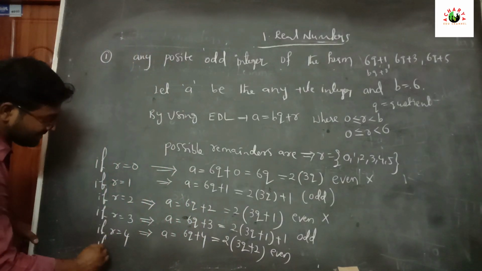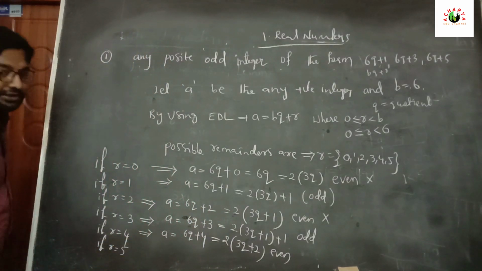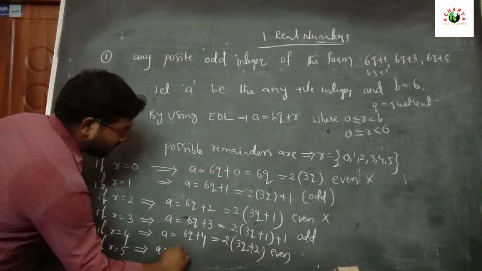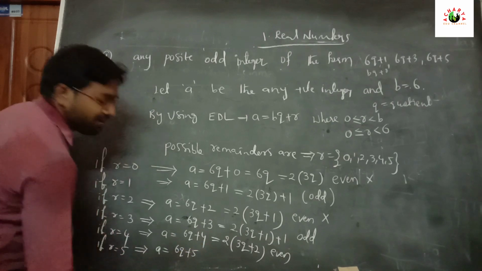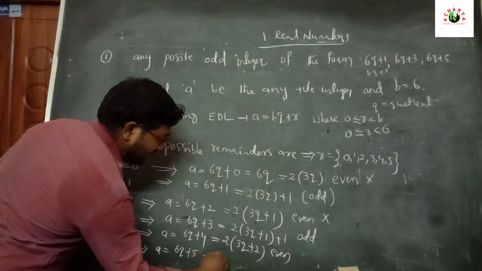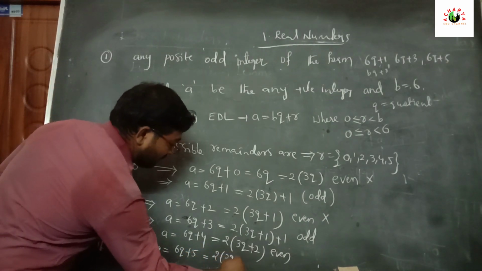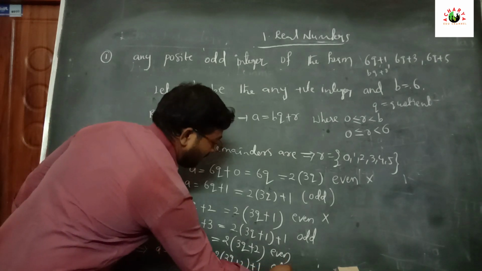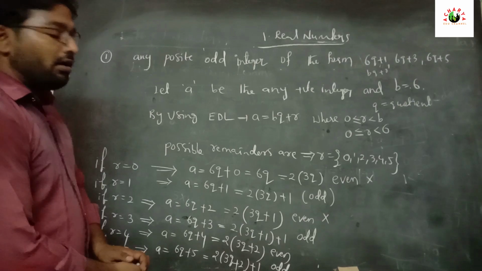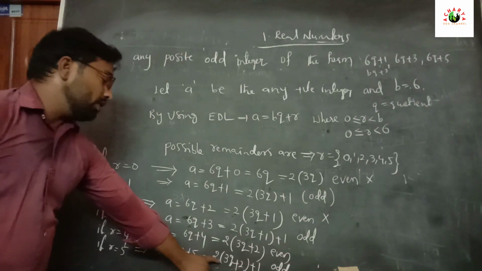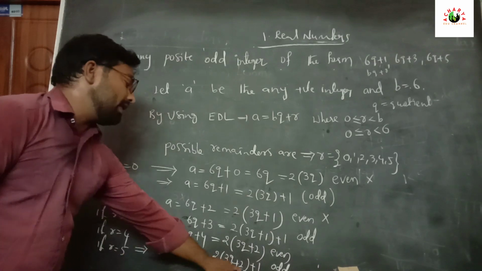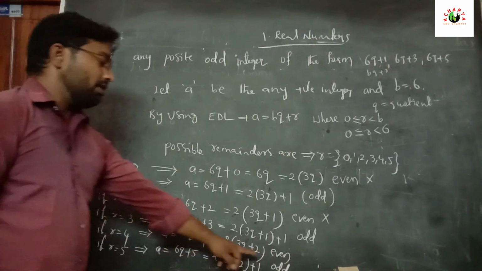Next, the last case, if r equal to 5, that implies a is equal to 6q plus 5. 6q plus 5, we can write as 2 into 3q plus 2, plus 1. This is an odd integer. Now see, 2 into 3q is 6q, plus 2 twos are 4, and plus 1, that is 5, an odd integer.